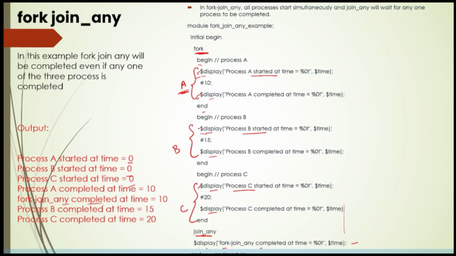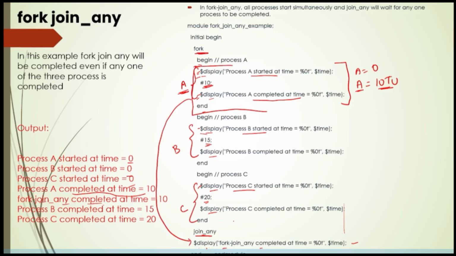Okay, now if you see here, this is the least time delay compared to the remaining two. So at 10 time units process A is completed. Okay, so this will be displayed. Now if you see, this entire process is completed at 10 time units, because the first display is completed at 0 time units and the second display is completed at 10 time units. Fine. So at least one is completed, because this is completed at 10 time units. So the simulator will come out of the fork join any block.